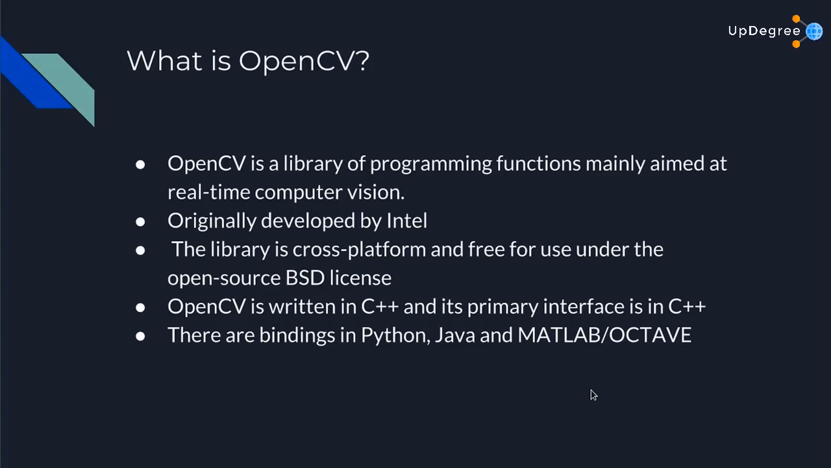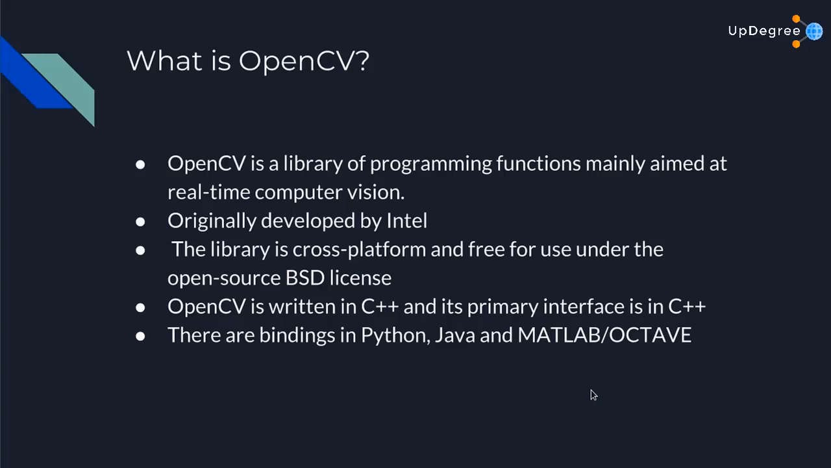This OpenCV as a project was originally developed by Intel, and later it was supported by Willow Garage, then ITSEs, which was again later acquired by Intel. This library is a cross-platform library and it is free for use under the open source BSD license.